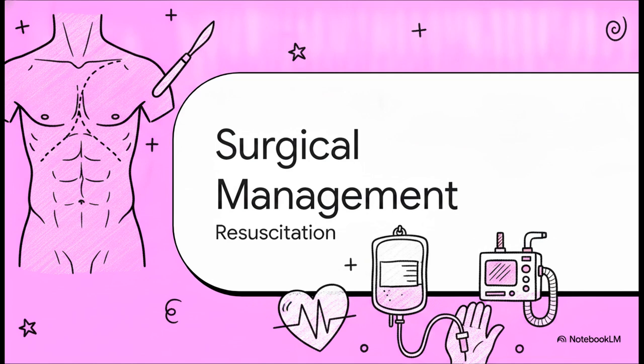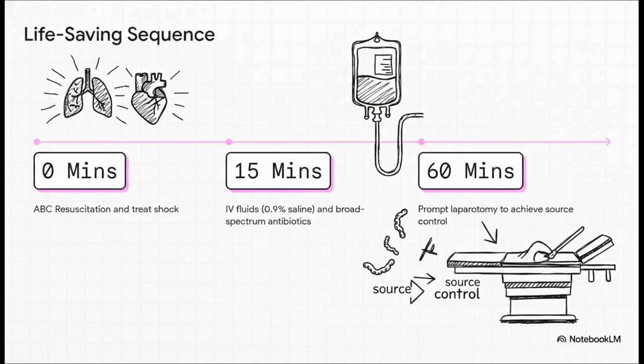Finally, let's reverse engineer why all this matters. Section 6, Surgical Management and Resuscitation. This timeline right here is literally your life-saving sequence. Step 1. Manage shock immediately with ABC resuscitation. Step 2. Counter those massive third-space fluid shifts by setting up an IV with 0.9% saline and push broad-spectrum antibiotics to fight the systemic infection. Step 3. Move swiftly to a prompt laparotomy. You simply cannot delay source control.